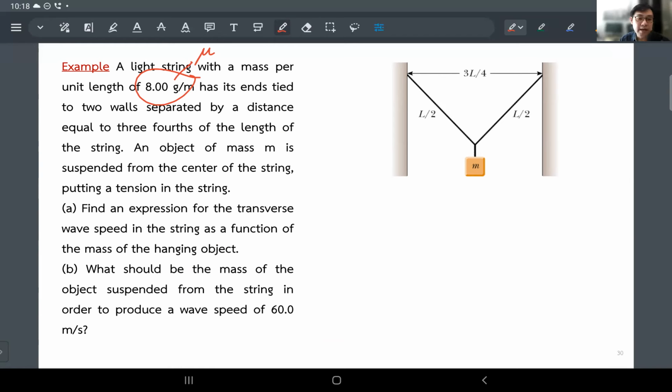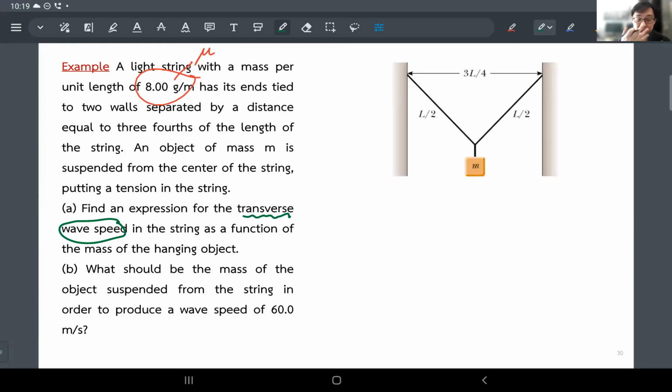Cool. Putting the tension in the string, that's fine. So everything is going to get pushed down a little bit. Find the expression of the transverse wave speed. What they want you to figure out is the wave speed. Even though they don't say transverse, the wave that gets created in a string is going to be a transverse wave. So you try to figure out the speed of the wave in the string as a function of the mass of the hanging object.